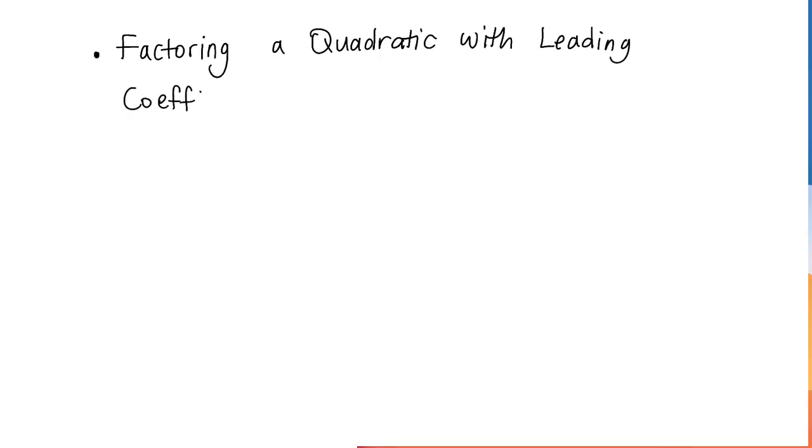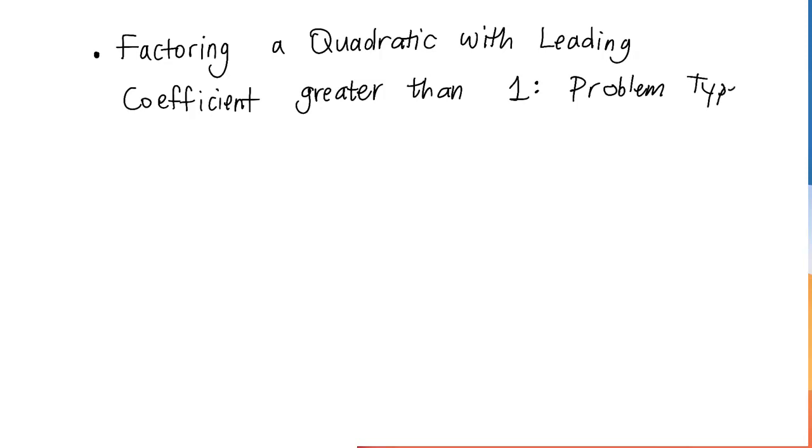Factoring a quadratic with leading coefficient greater than 1, and Alex is going to tell you this is problem type number 3. I haven't really seen how these are so different, because I'm using the same method for every single one of them, as you can see. But if you find a better method, you use that.